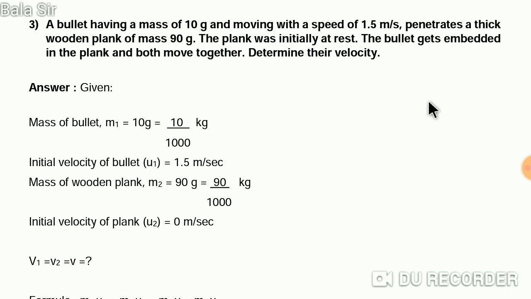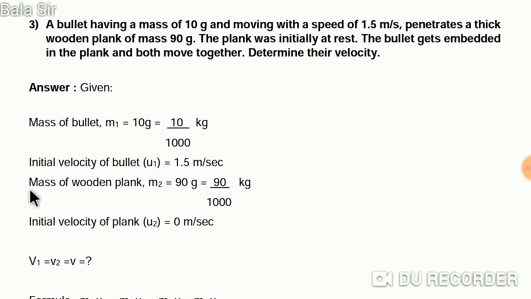Now it hits a wood. The bullet moves and hits the wood. So when it hits the wood, it's given here, penetrates a thick wooden plank of mass 90 gram. The mass of the wood is 90 gram.